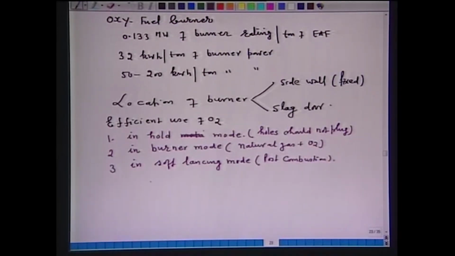Fourth, in supersonic launching mode. In supersonic launching mode, that is when I want to carry out carbon oxidation, because then the jet should be penetrating into the bath, so I require a high velocity.